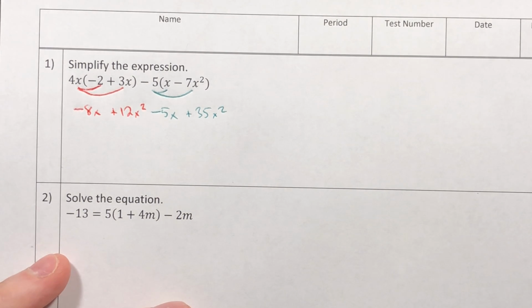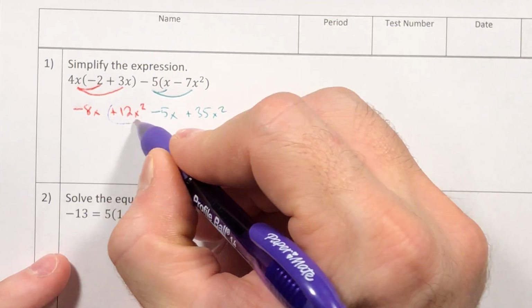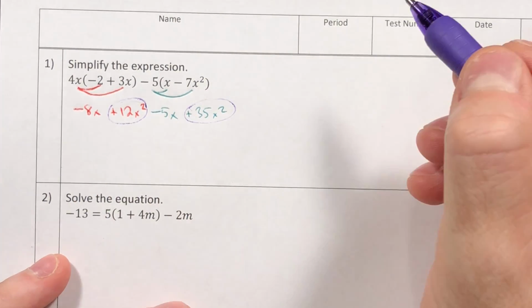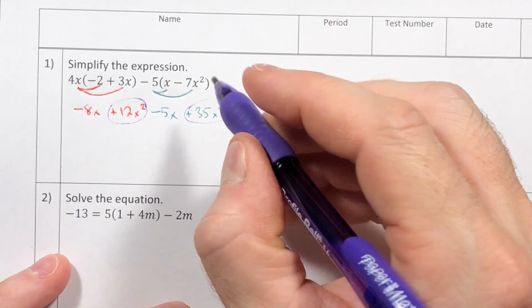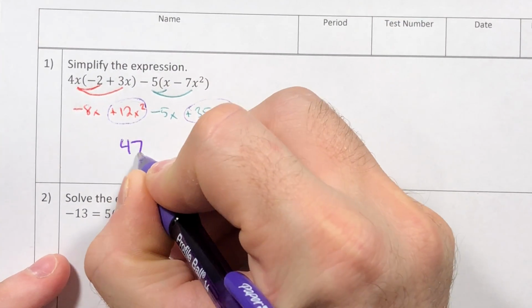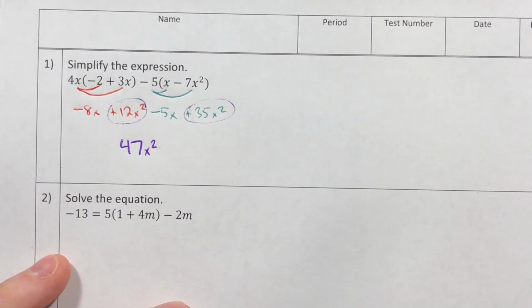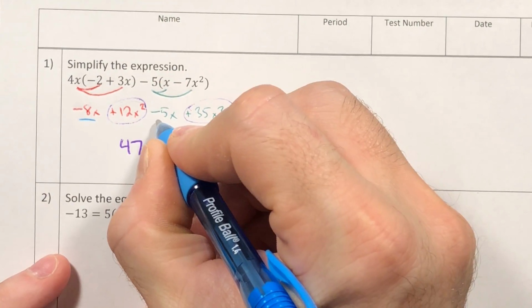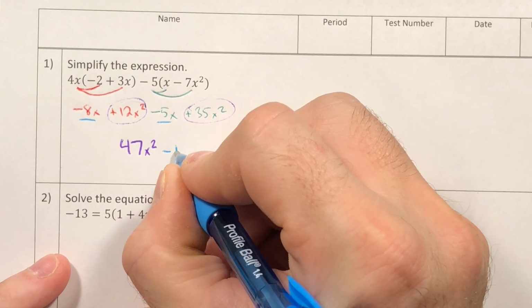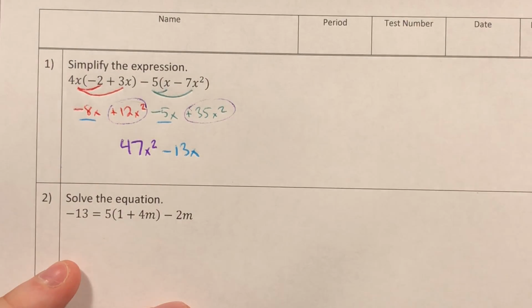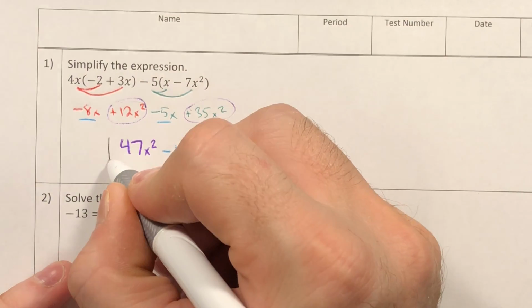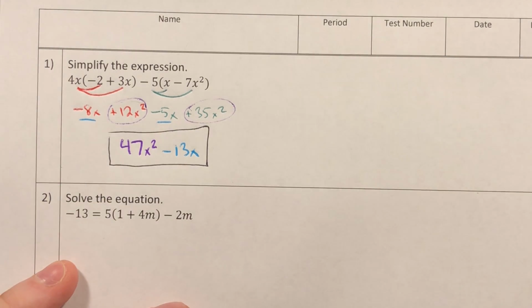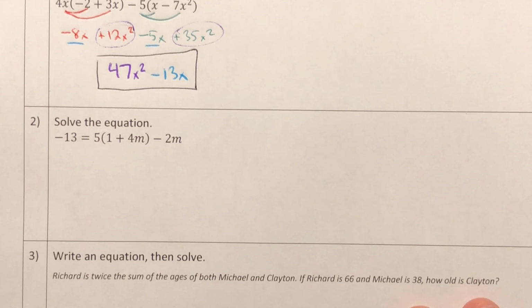Now at this point, all we're going to do is we're going to go ahead and combine like terms. The first thing I see is a positive 12x squared and a positive 35x squared. I'm going to combine those into 47x squared. Next up, what I see is a negative 8x and a negative 5x. I'm going to combine those to make a negative 13x. At this point, nothing left to do. There we go. Perfect. Now let's move on to number 2.